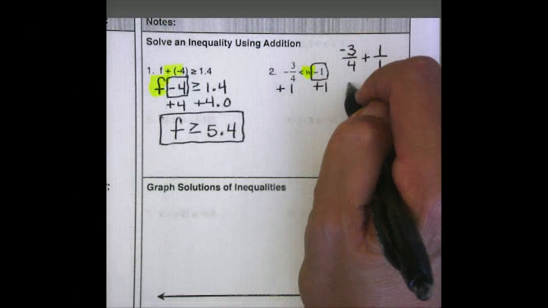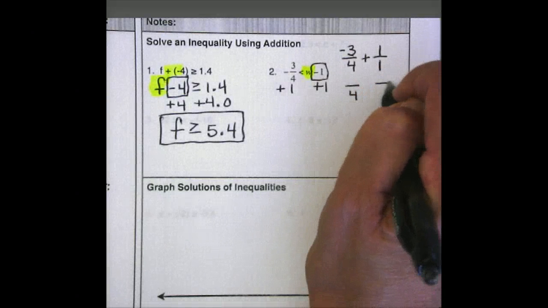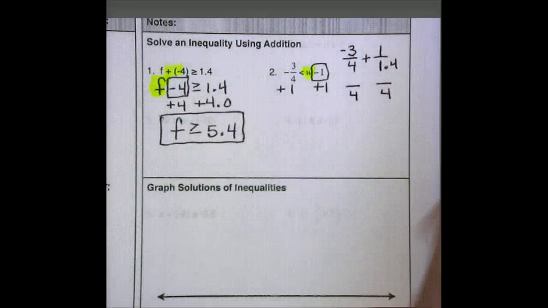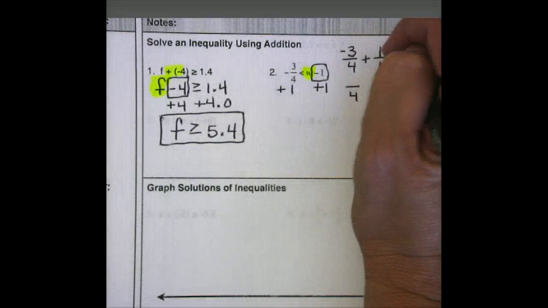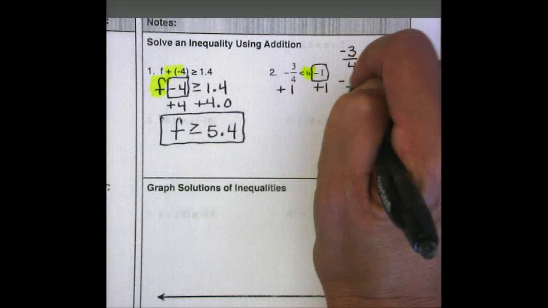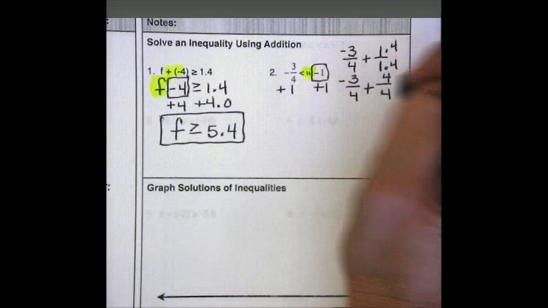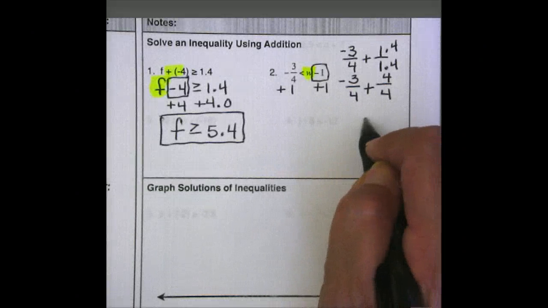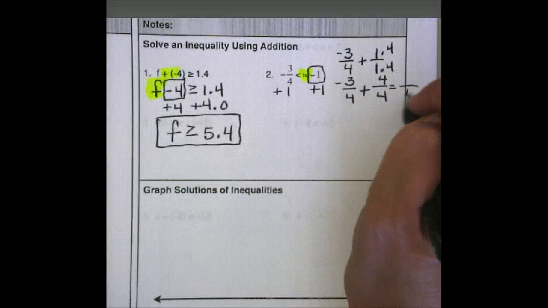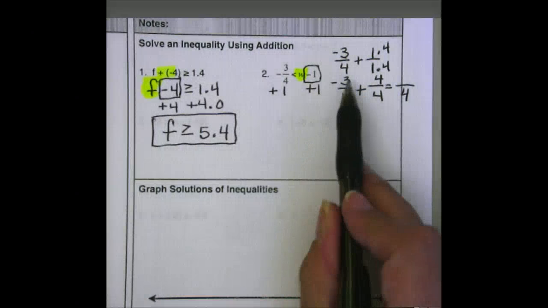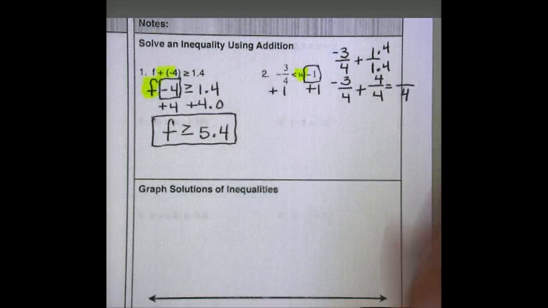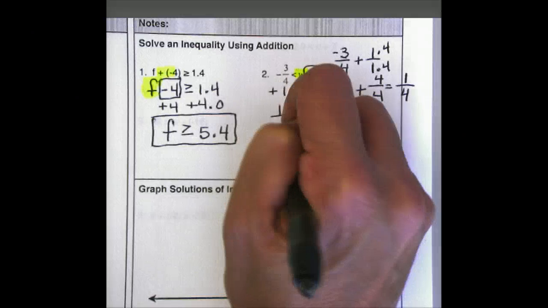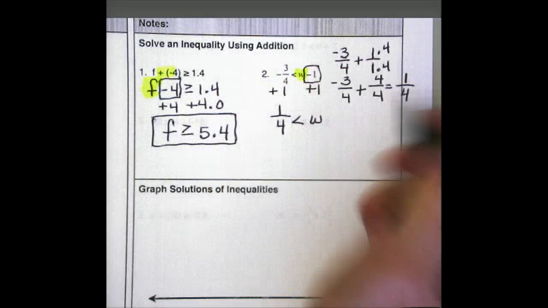Now I need them both to have the same denominator, so the least common denominator is going to be 4. In order to make 1 into 4 in the denominator, I have to multiply it by 4, and so I will also multiply my numerator by 4. So that means I have negative 3/4 plus 4 over 4. When I'm adding fractions, my denominator is going to stay the same, so we'll just leave the 4 here. And then we add negative 3 plus positive 4, and that's going to be 1. So the answer is going to be 1/4 is less than W.